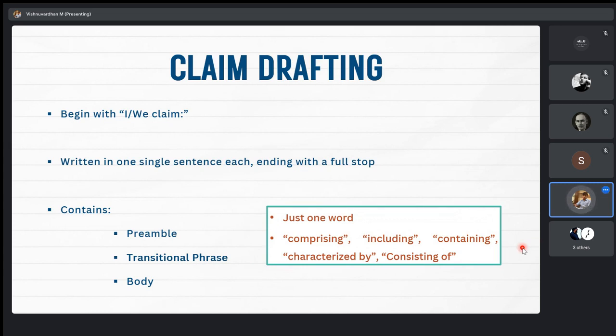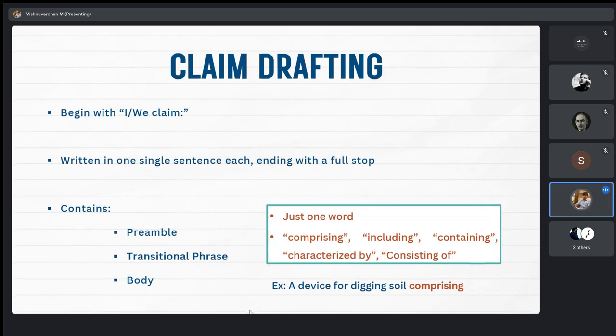So this is just a single word. A multi-purpose chair comprising, or a device for digging soil. Let's say that's my title. An apparatus for soil digging comprising. So this word is the transitional phrase. It might feel very childish that I'm explaining all this in such a slow manner, but let me tell you, these are the ABCs of patent drafting. Learn this clearly. You'll never have to touch this again.